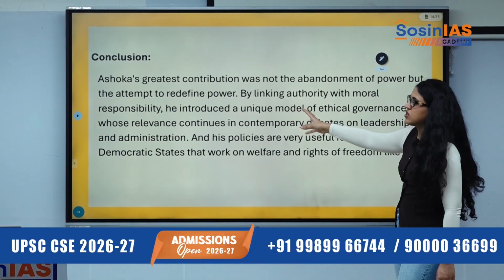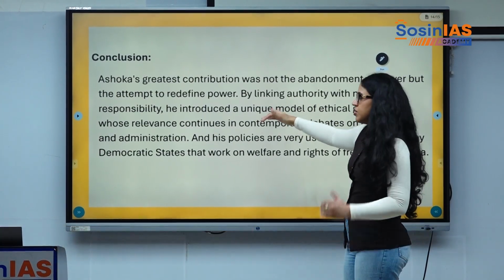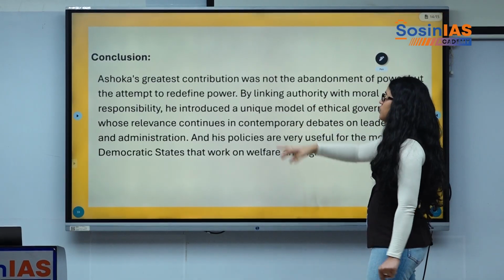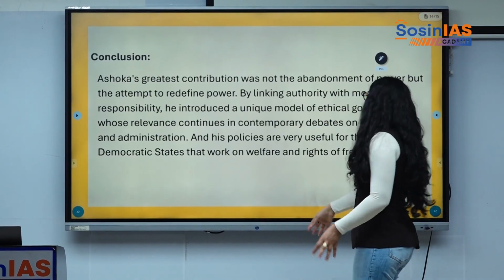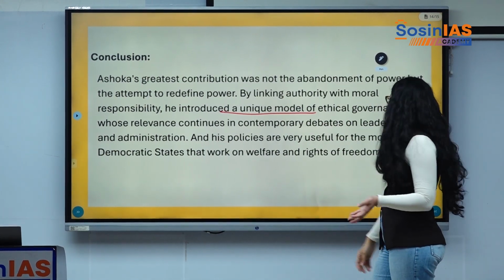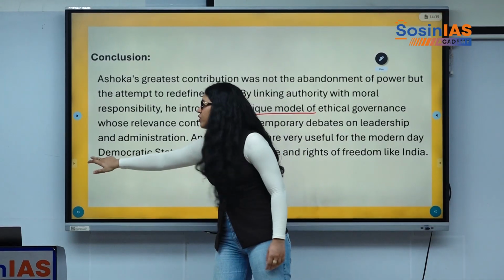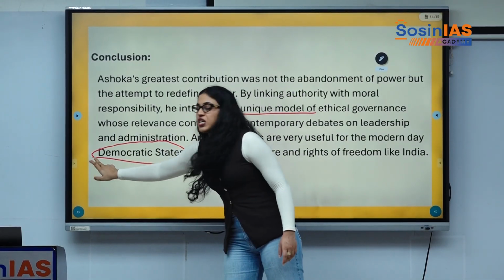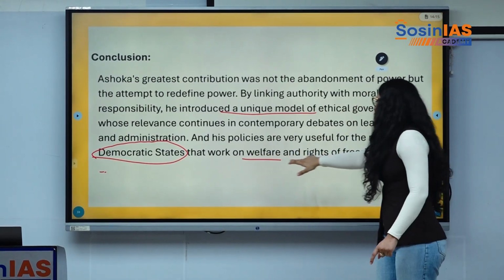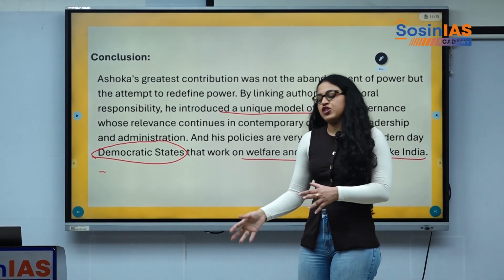The one I have given is very elaborate, but you can cut down some points. You can write: by linking authority with moral responsibility, he introduced a unique model of ethical governance whose relevance continues in contemporary debates on leadership and administration. And talk about how, especially in democratic states, we can take inspiration from Ashokan moral philosophies on welfaristic policies and rights of freedom, especially in India.